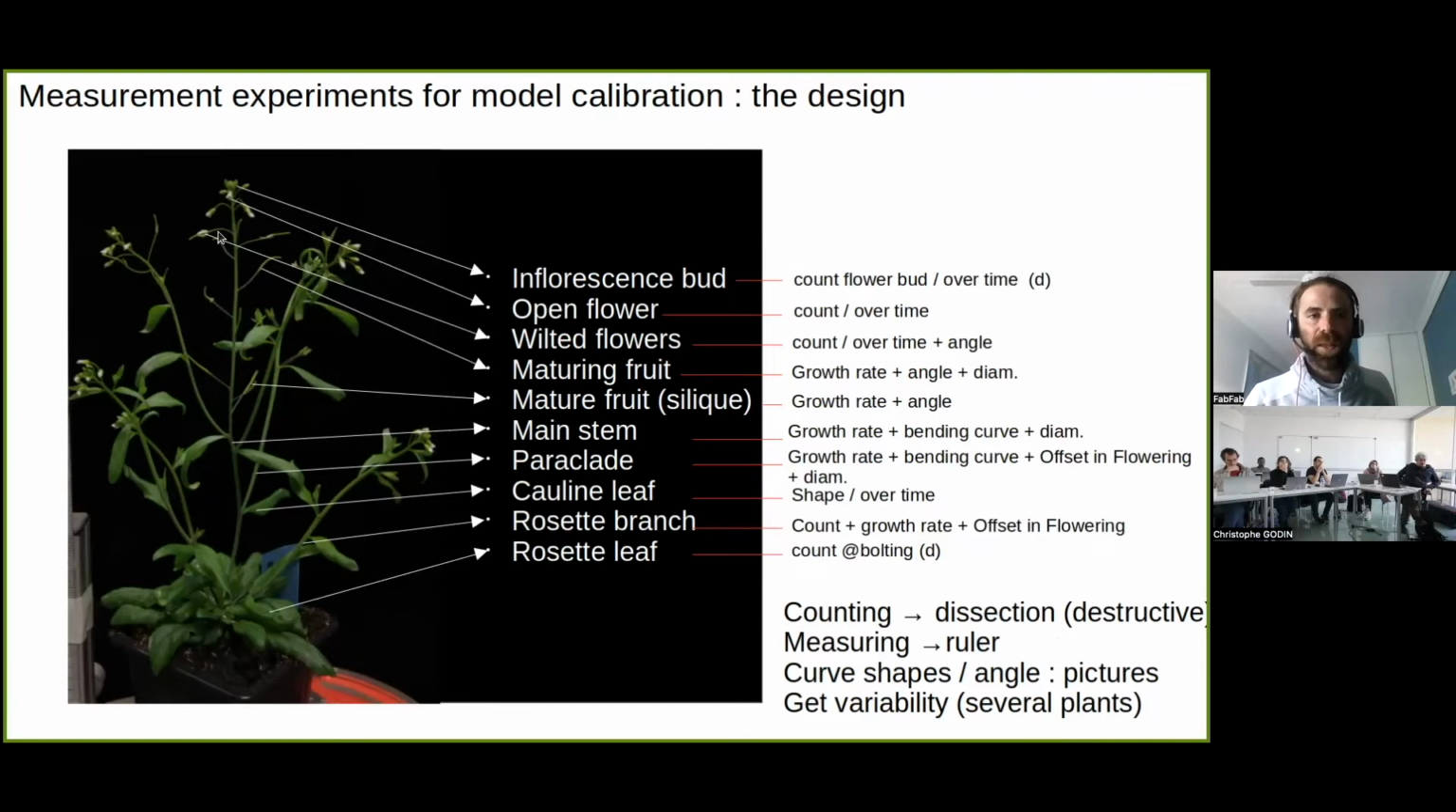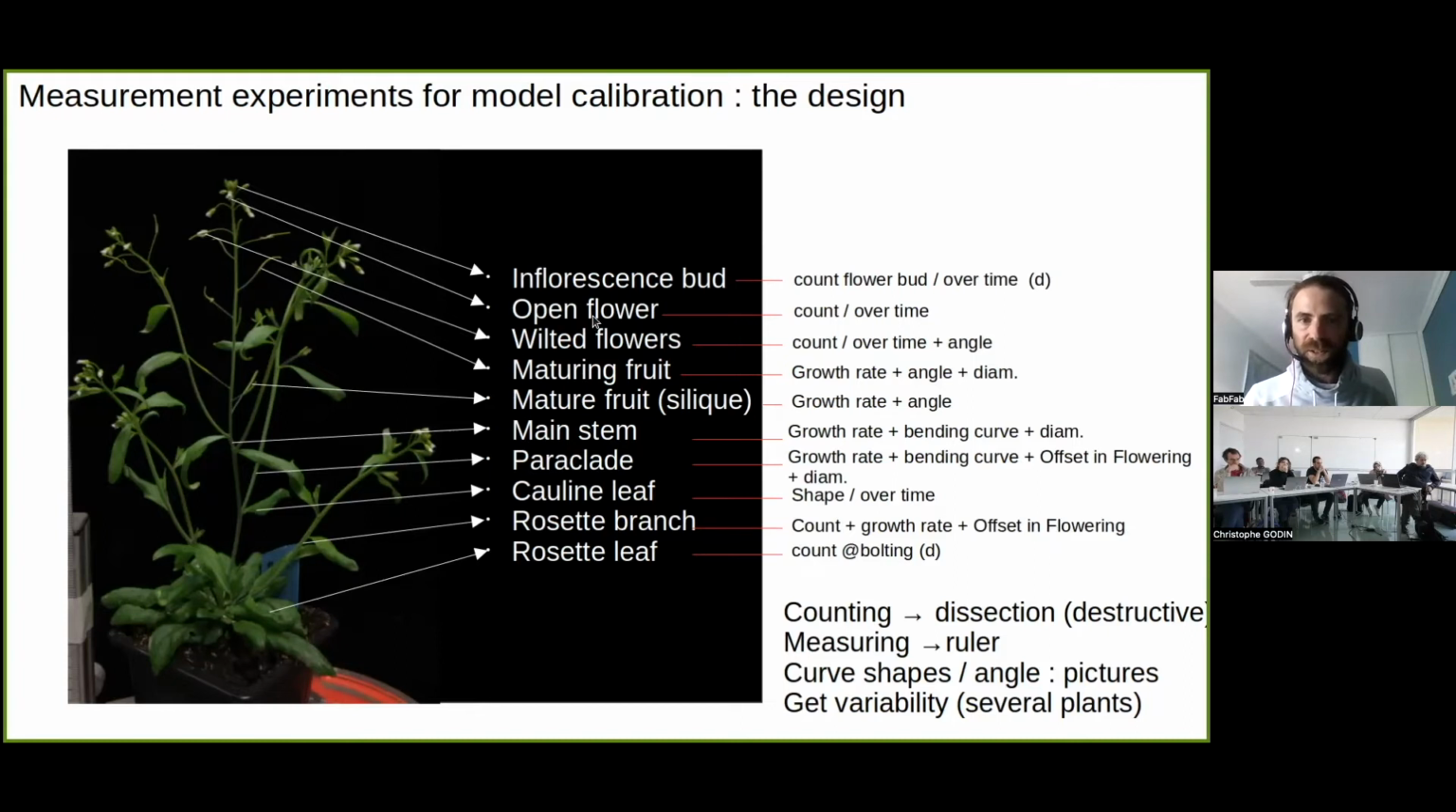And then it's a bit the same here. We don't know exactly, and in the virtual model it's not really realistic, how long it takes for a flower to come out from this bud, to flourish, to wilt, and then for the fruit to grow until its mature shape, how much of the plant it will take, these different parts here. So the idea was on every stem to count, and is it stable? Does it change over time? Do you always have the same number of open flowers, or is there a difference between young stems and old stems?